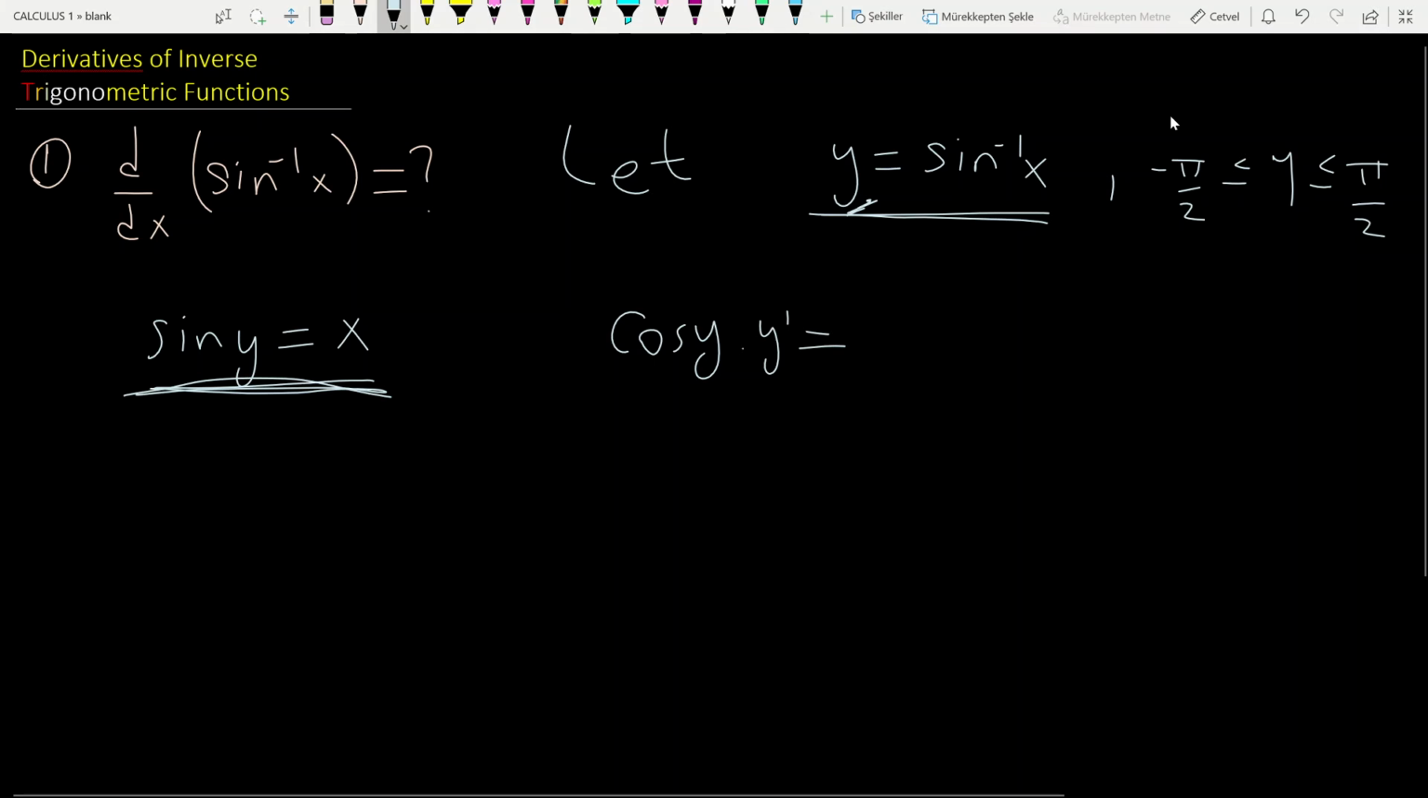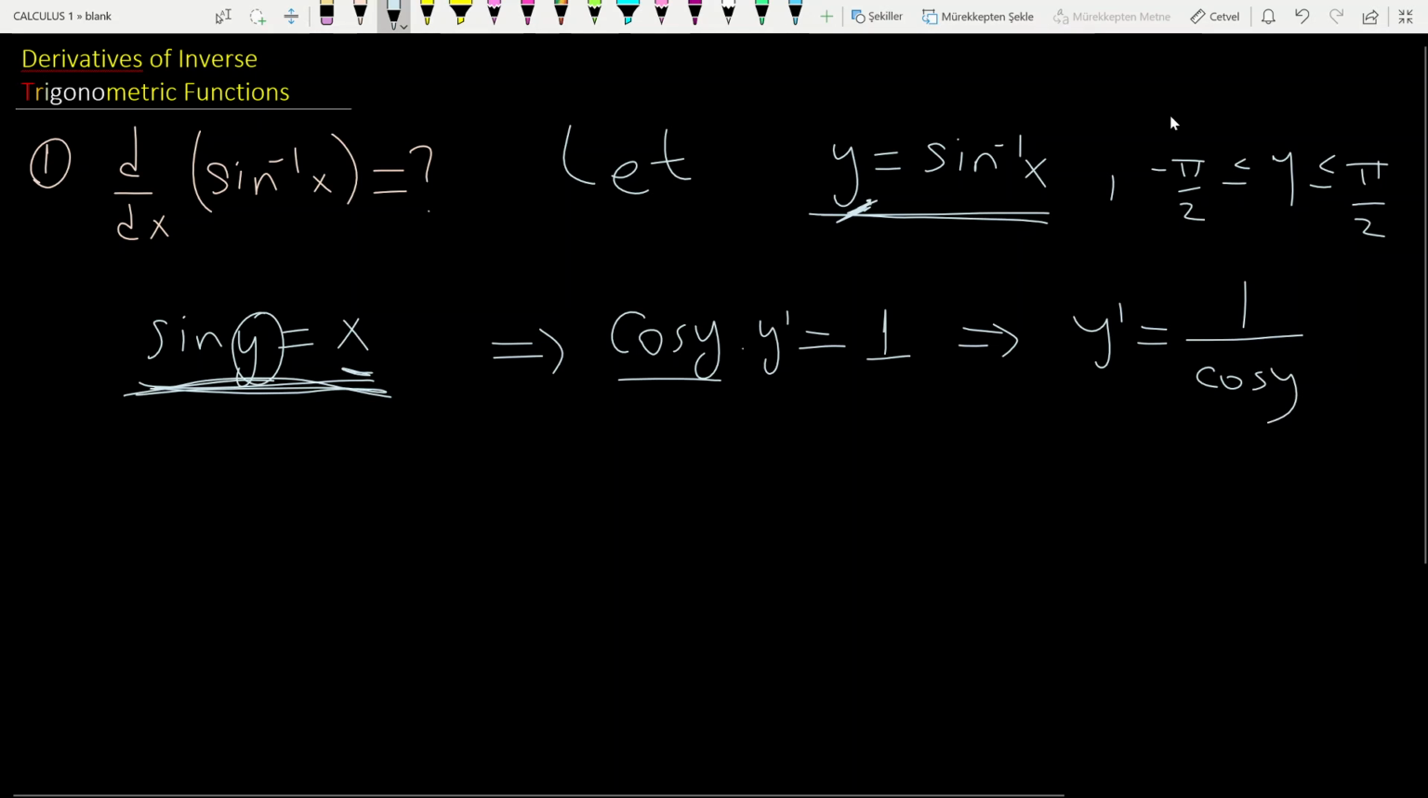Again, the derivative of sine y is cosine y times the derivative of the inside, the derivative of y. y is a function of x. This is why the derivative of y is y prime, not 1. Be careful. The derivative of the right hand side, which is the derivative of x, is equal to 1. Okay? What do we look for? We are looking for the derivative of y, which is y prime, right? So, when you make y prime alone, you have 1 over cosine y.